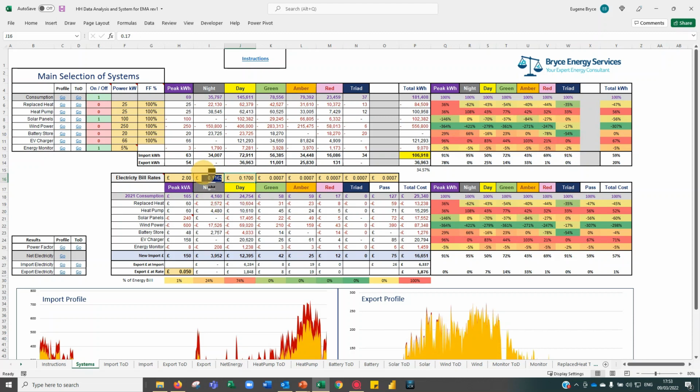That's 11.6 pence or 0.116 pounds for night rate, 17 pence for day rate. In this particular example, the customer is on a fixed contract, so 17 pence and 11 pence. But if the red, amber and green charges applied, you would enter those values into these cells.